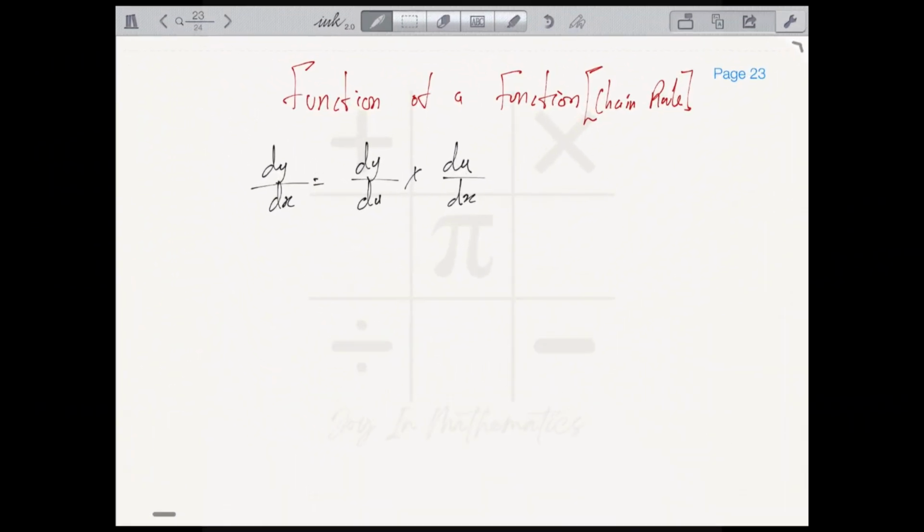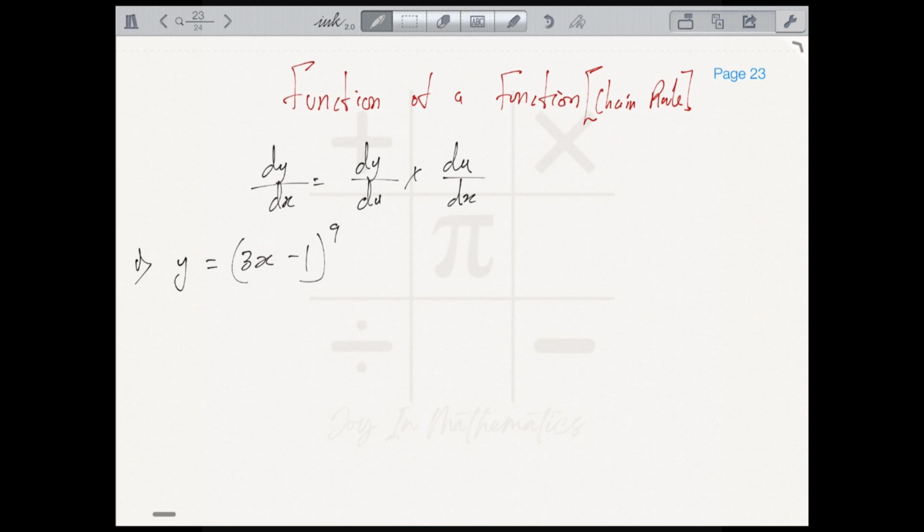Now we'll be taking a look at function of a function, which is commonly known as chain rule. Okay, let's take an example. So it is more like differentiation by substitution method. So let's take an example. It said if y is equal to (3x minus 1) raised to power 9.